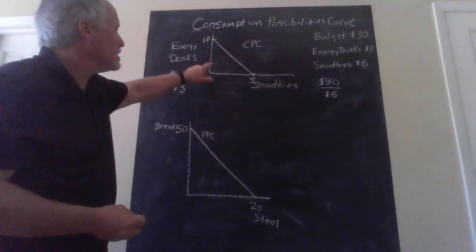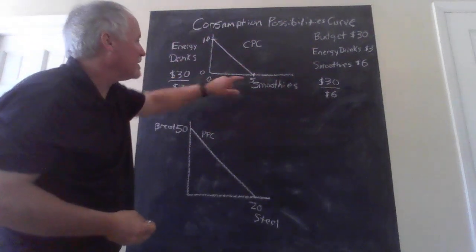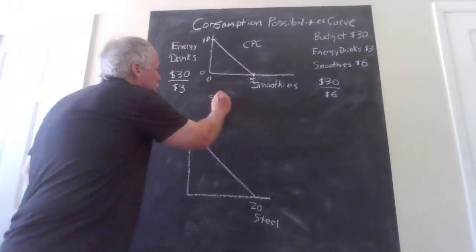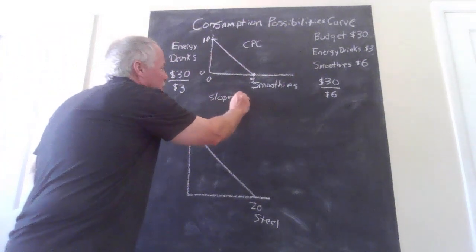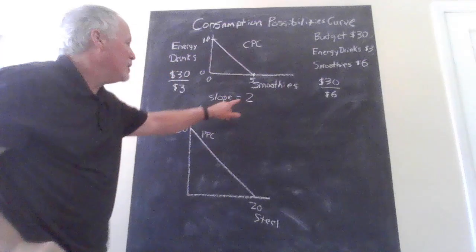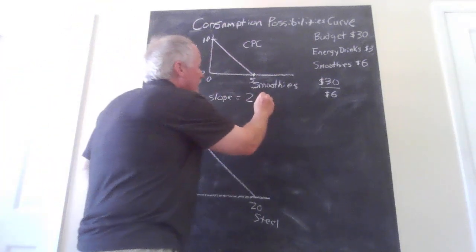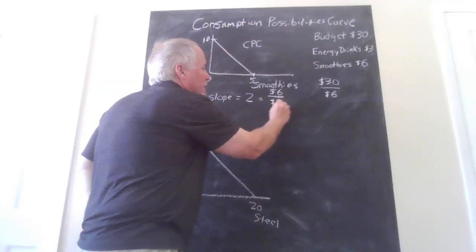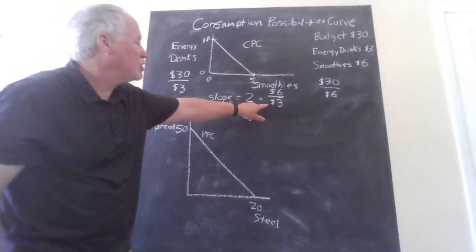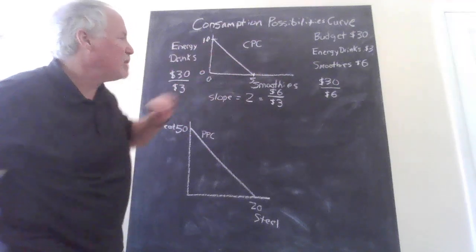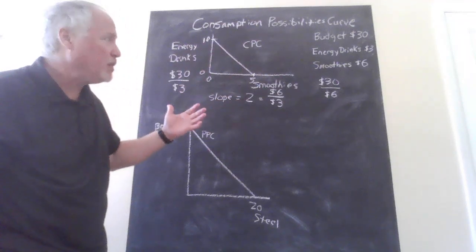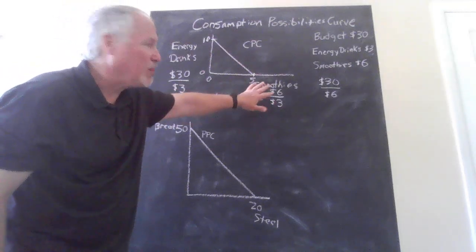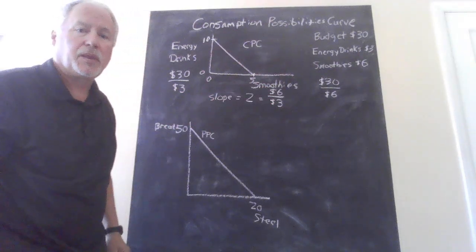And then if you notice this, because we have 10 and 5 as the intercepts here, the slope of this curve would be 2. Don't worry about the negative sign there, it's negative 2. But it would be 2, and if you look at that, that's also 6 divided by 3. And so it would turn out that the consumption possibilities curve will be a line, and the slope will be based on the prices of these two goods.